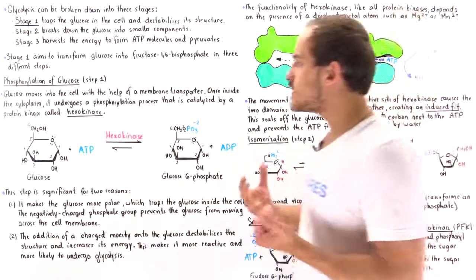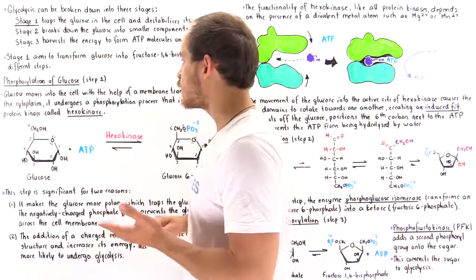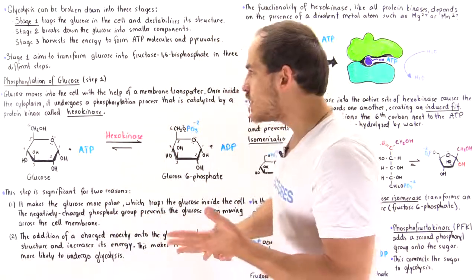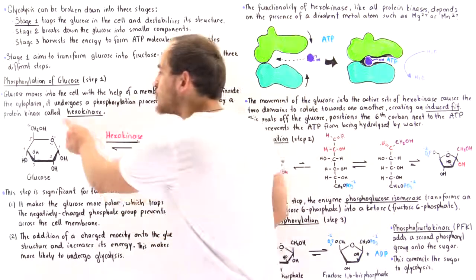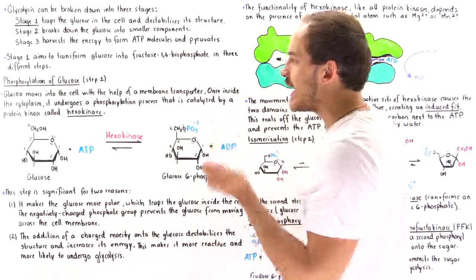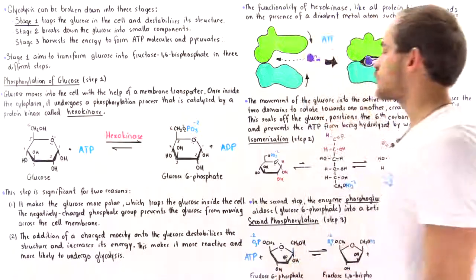Now, let's focus in on the hexokinase. So what is a hexokinase? Well, a hexokinase is a protein kinase that basically catalyzes the addition of phosphoryl groups onto hexose sugars, and glucose is an example of a hexose sugar. It contains these 6 carbon atoms.